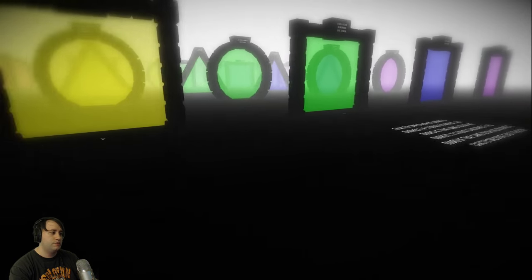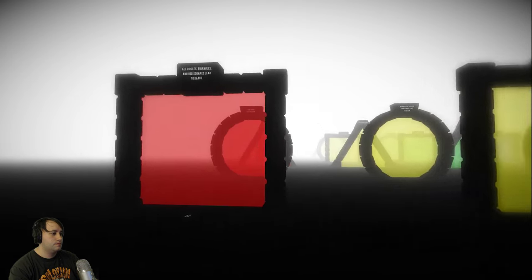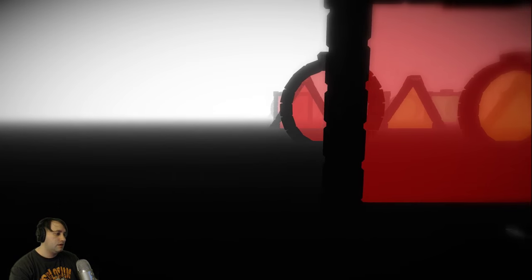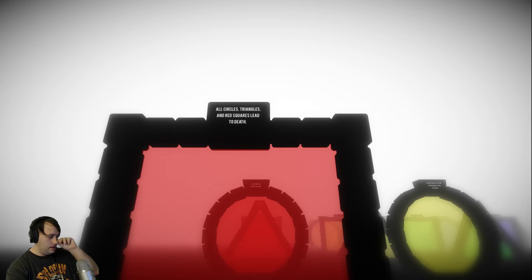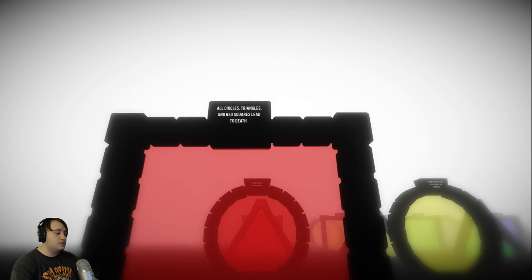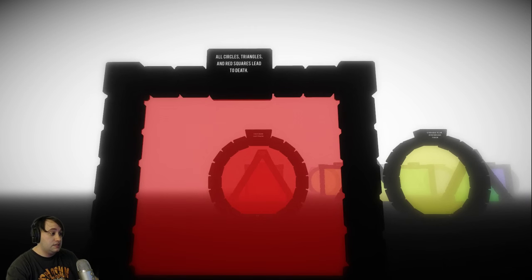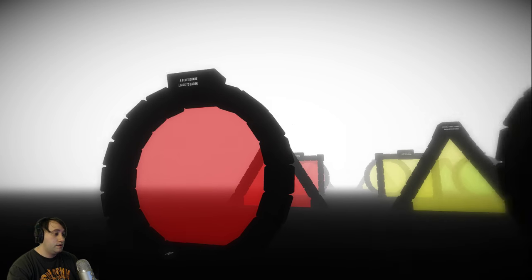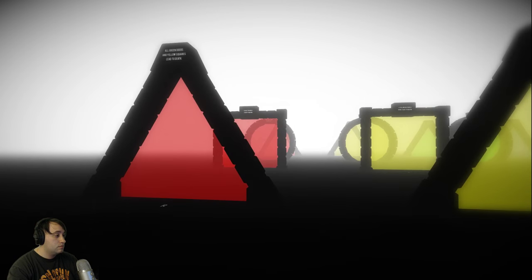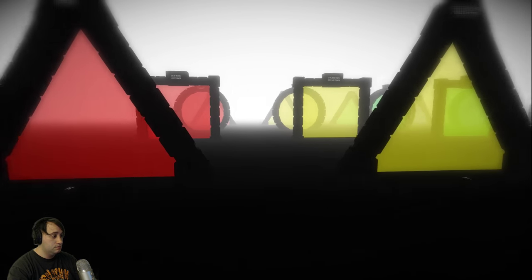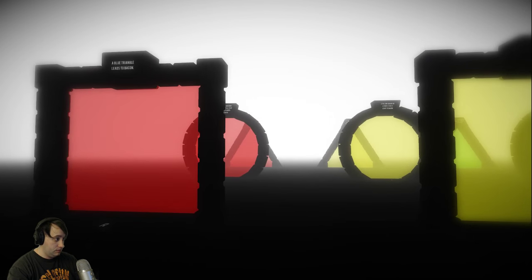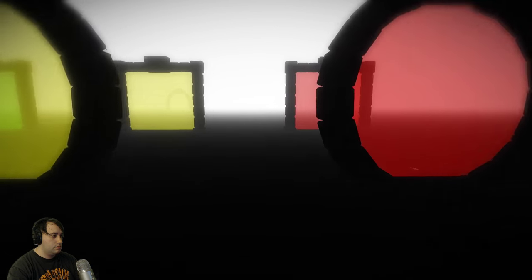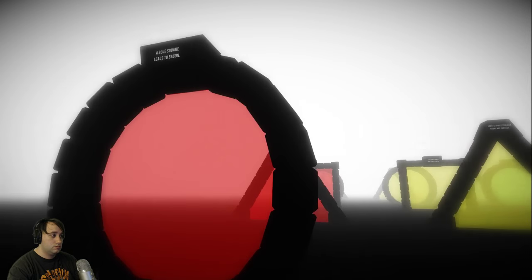Wasn't sure if going into a door backwards would do anything. All right, so let's see. So one color of door is correct. At least they're all lined up. All circles, triangles, and red squares lead to death. A blue square leads to bacon. All green doors and yellow squares lead to death. A blue triangle leads to bacon.